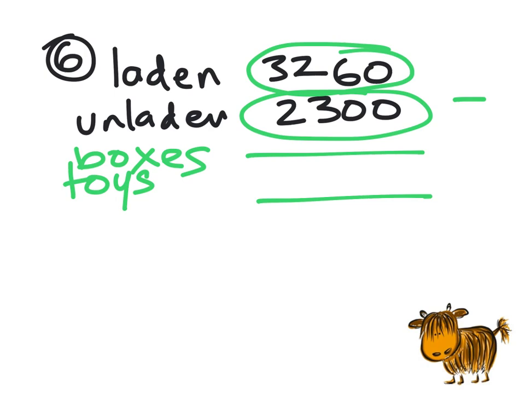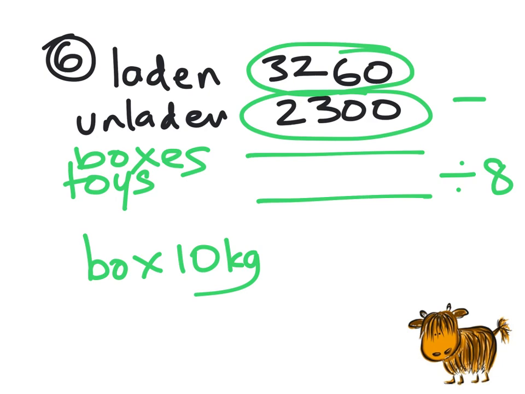You know there are 8 boxes on the van, so dividing that number by 8 will tell you how much each one is. Then you're told that a box on its own weighs 10 kilograms. So if you take that off, you'll get the weight of just the toys, and then you divide that by 200, because we have 200 toys.